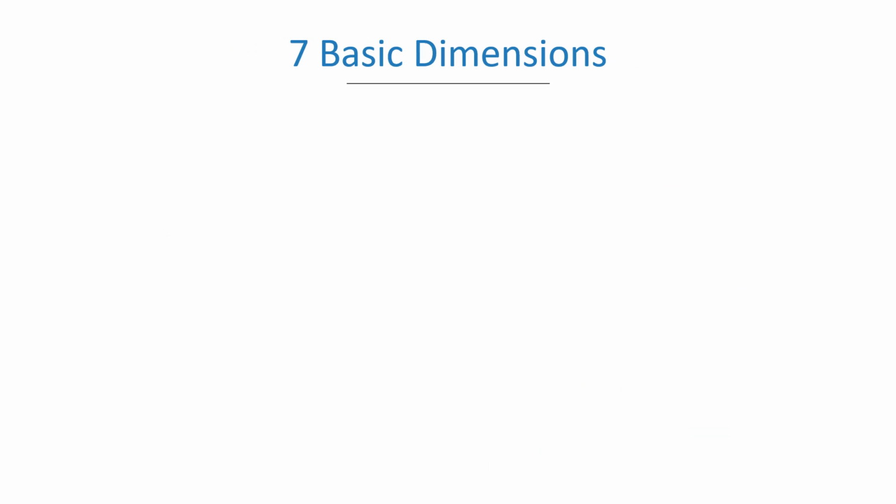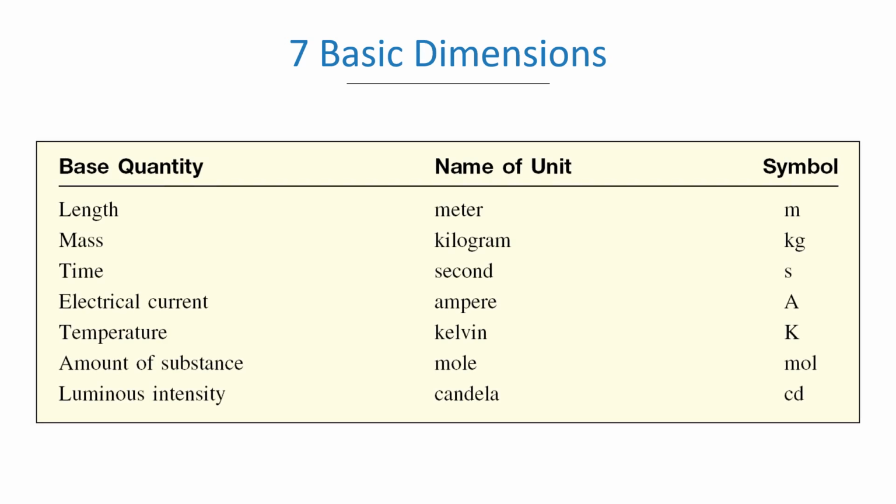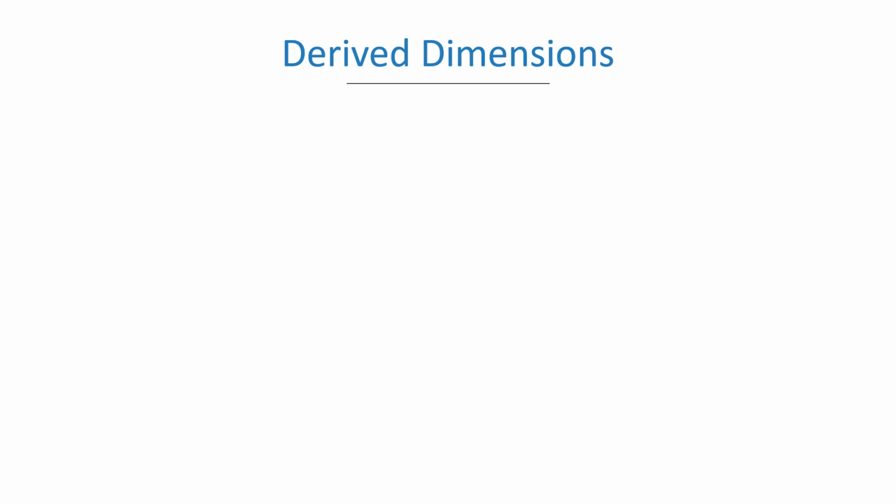There are also 7 basic dimensions that we come across in our daily life. These include length, and the name of the unit is meter, and the symbol is m. For mass it is kilogram, kg, and time we measure in seconds, s. The electrical current is ampere, capital A, the temperature is Kelvin, capital K, the amount of substance is mole, and the luminous intensity is candela, cd.